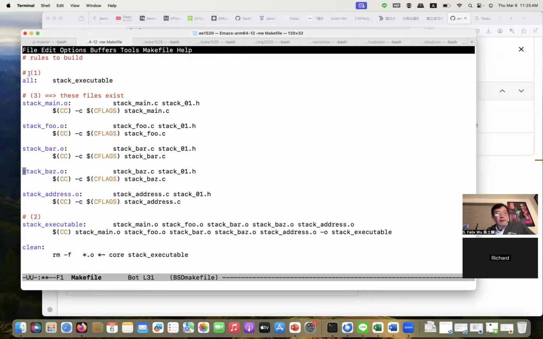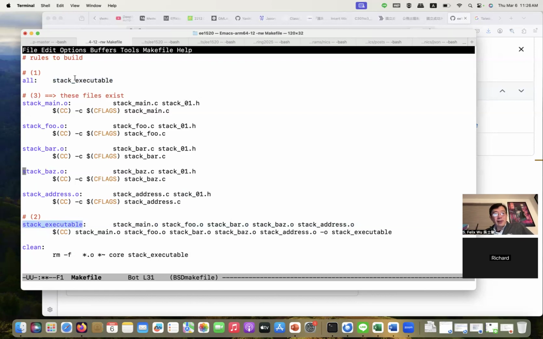Okay, so the first rule that's actually default is the all rule. But when I process the first rule, I have to take a look at the dependency. And the dependency, which is the stack executable, is the target of another rule.